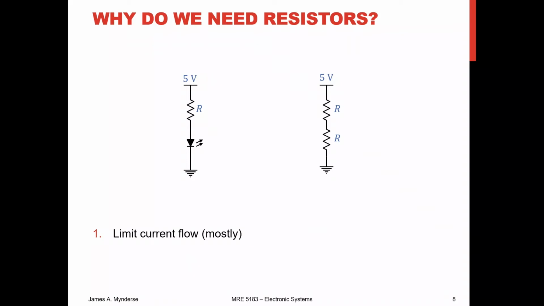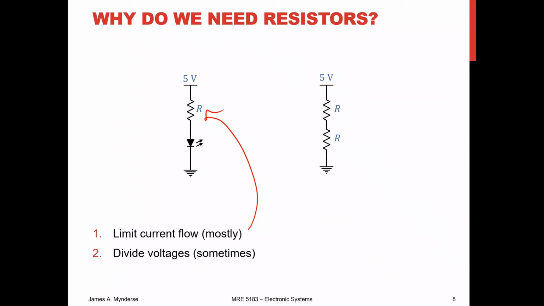There are 2 cases that we deal with a lot. We're going to be limiting current, and we're going to be sometimes dividing voltages. On the left here, you can see that we have a resistor and an LED. One of the things about an LED is that most of our red LEDs, and I just use red because that's the one that I always remember, have about 2 volts across the LED. So we would expect a voltage drop of about 2 volts, and that resistor is going to take up the remaining about 3 volts.